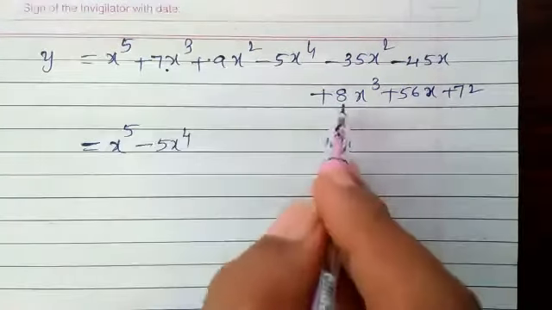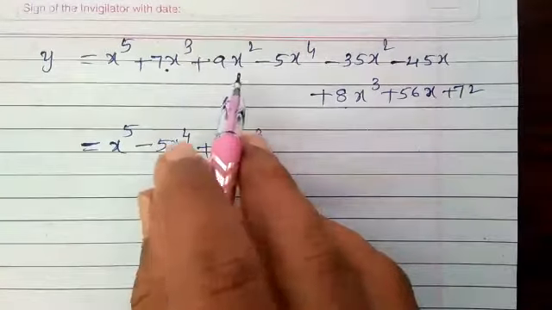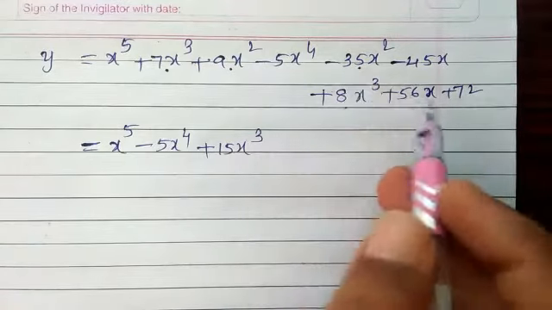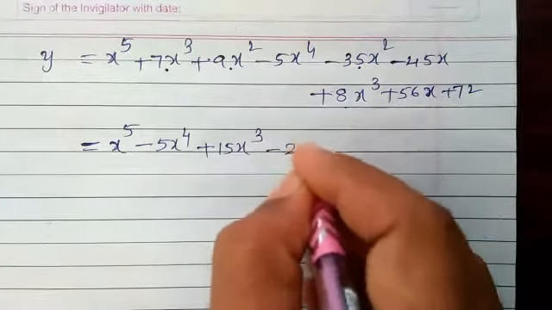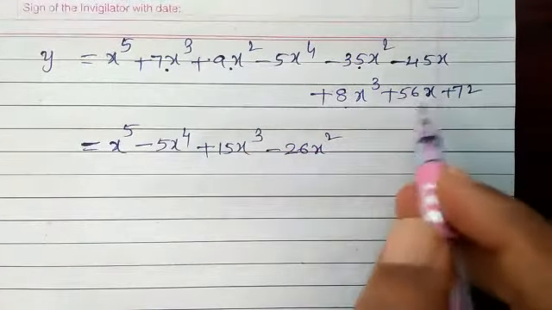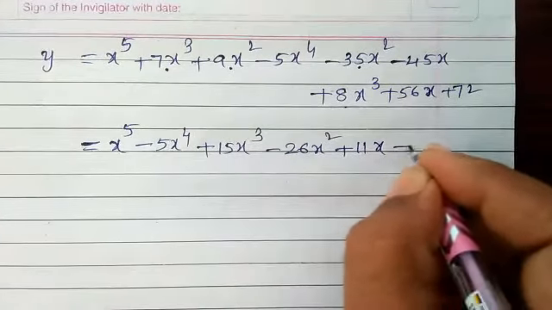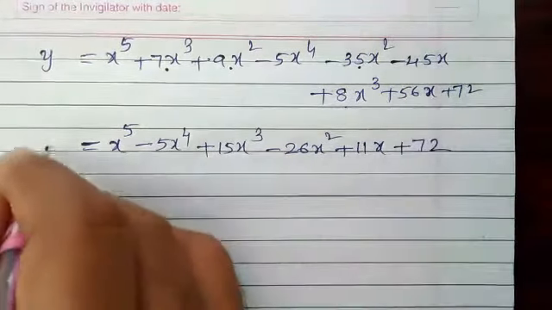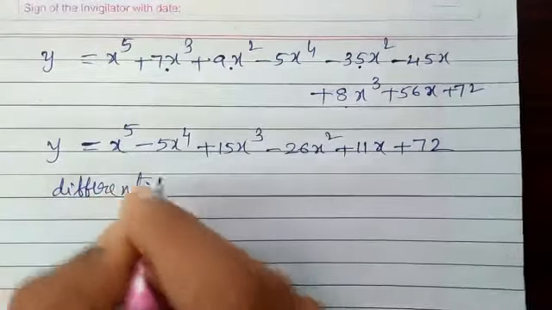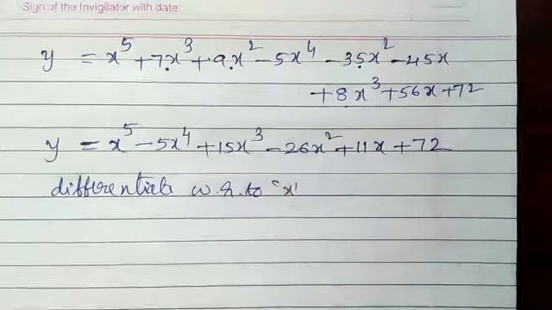X cube terms, 2 are there, that is 15x cube. X square term, minus 26x square. X terms, minus 45, that means plus 11x. Constant plus 72. This is the y. Differentiate with respect to x.